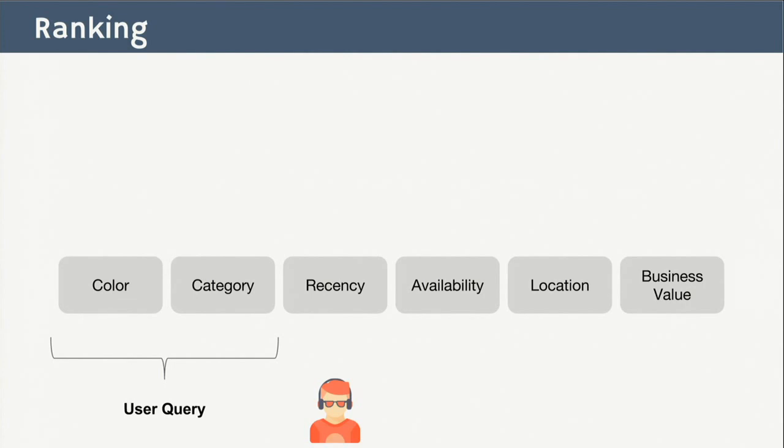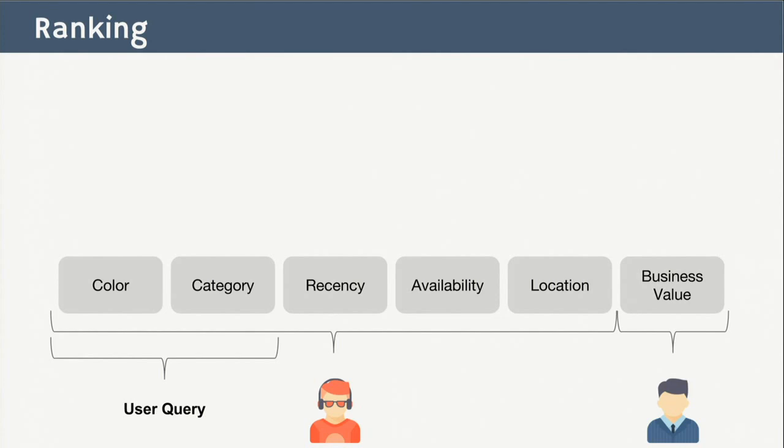Then something more that has nothing to do with the user, but about the availability of these items. So you don't want to show the user items that are not available. Or the location, if the item is available for his location at all. So you need to filter that out as well. Or some business values that come from stakeholders. That also plays a role in the customer result set.